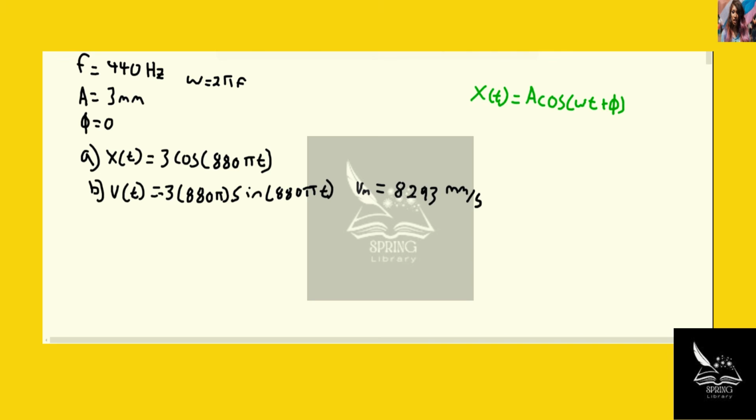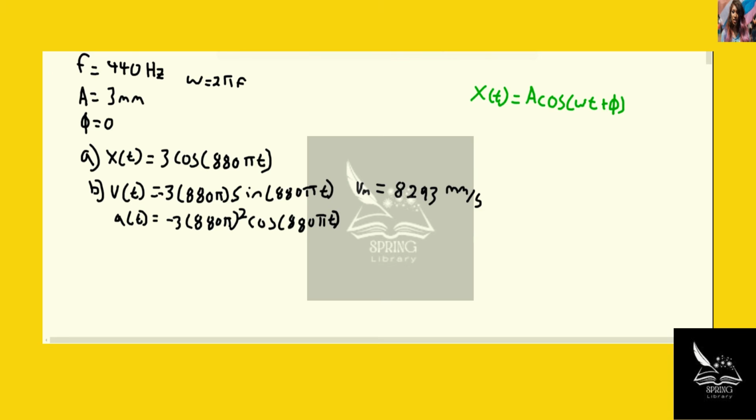The next part, we're looking at acceleration. So we just take another derivative. We've got a of t is going to be equal to -3 times 880 pi squared times the cosine of 880 pi times t. This one, again, we're going to take the maximum, and it's going to be very similar.